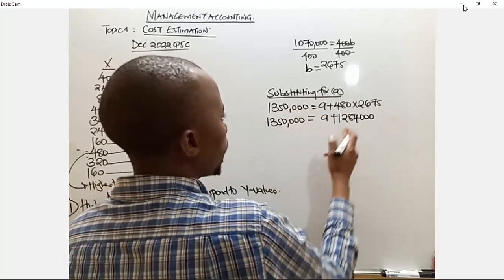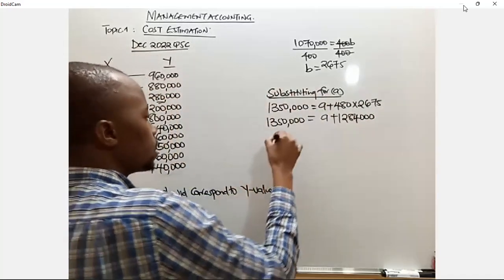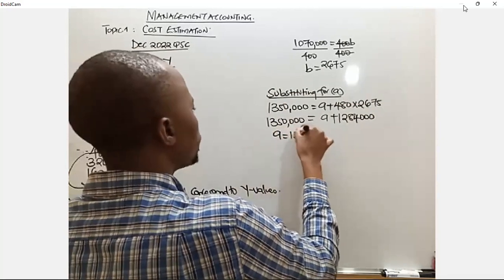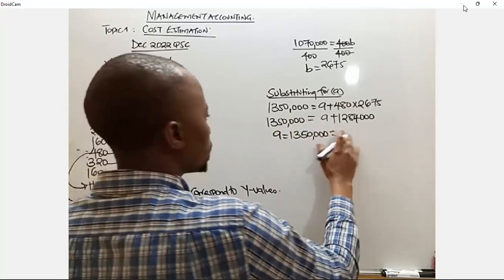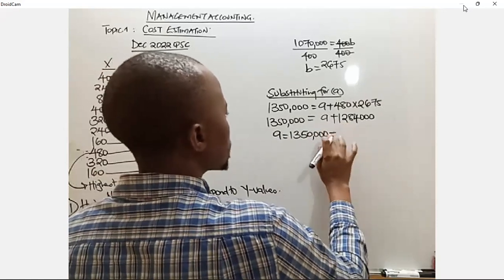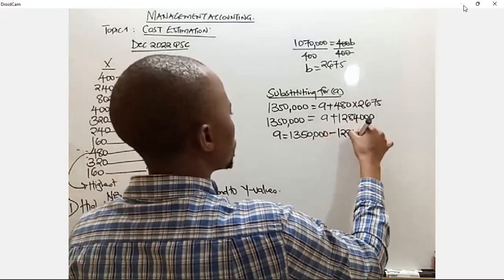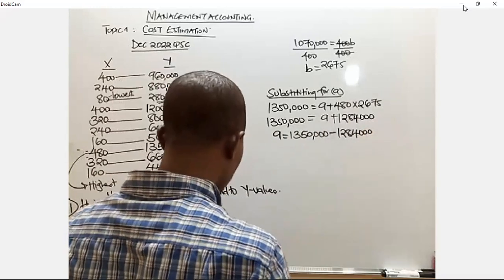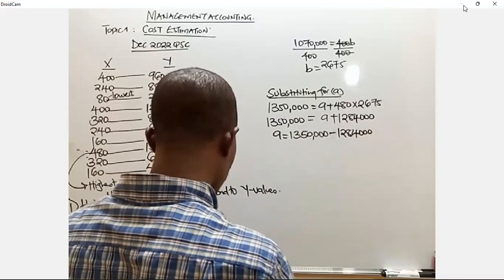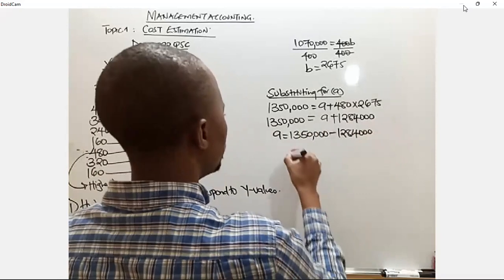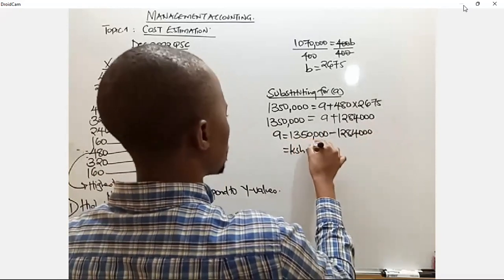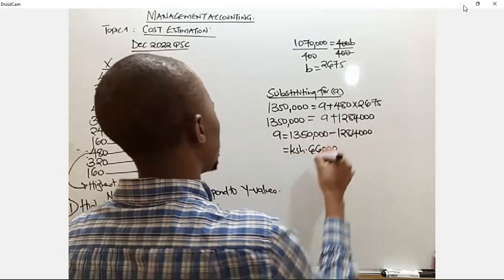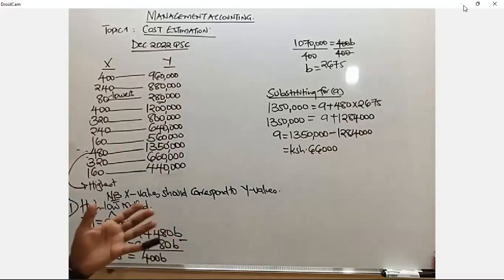So what is my A? I just need to take this to the other side. So my A should be equal to 1,350,000 minus 1,284,000. So 1,350,000 minus the answer, my A should be around 66,000. I know that you are writing 66,000.